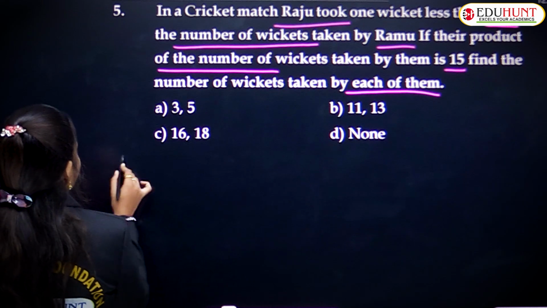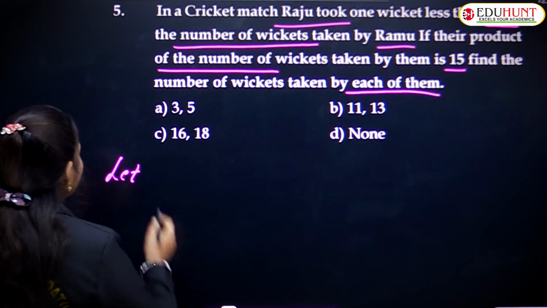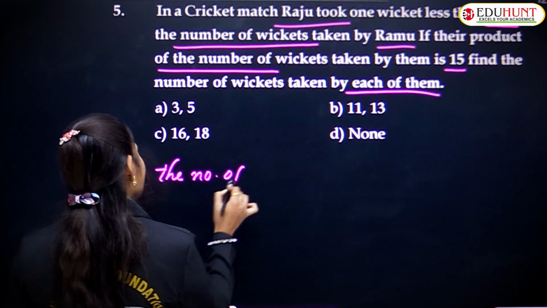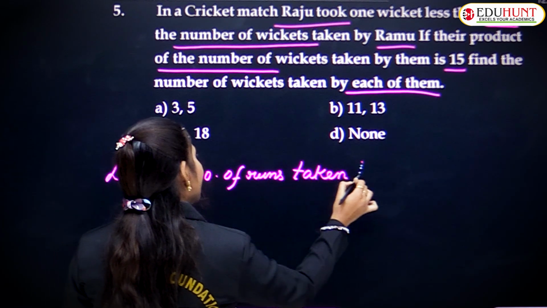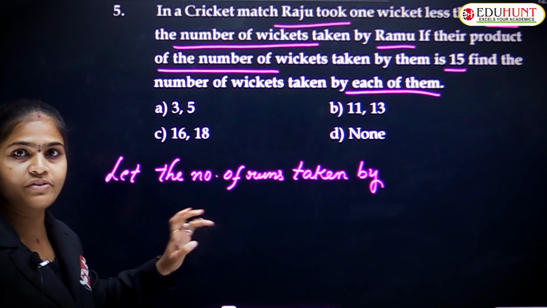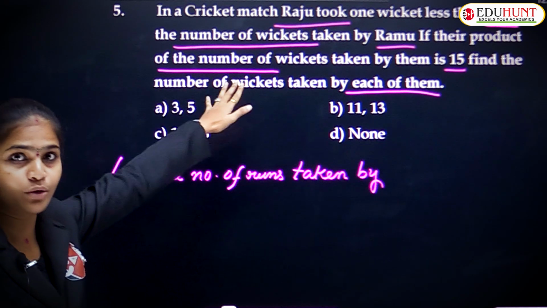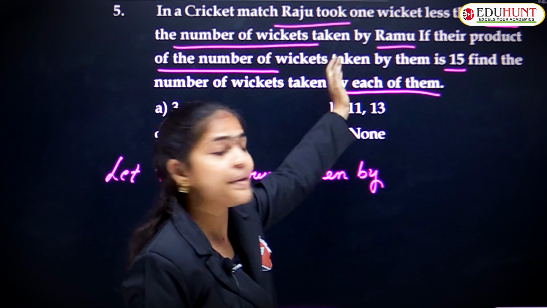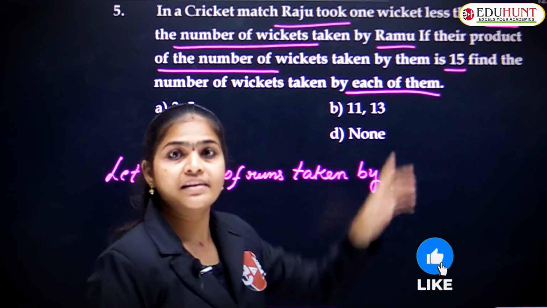Okay, so let this be related to runs taken in a cricket match. So take that, let the number of runs taken by, whose name should we take first, either Raju or Ramu? First we have to go for Ramu, we should not go for Raju. Why? Because here Raju, how many runs did he take? Those runs are compared with the number of runs taken by Ramu.